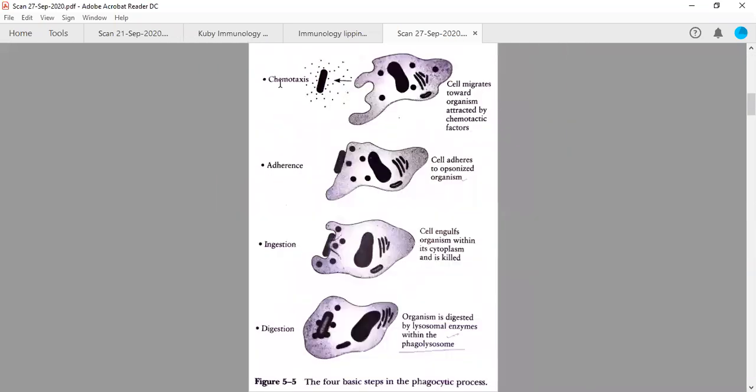So first of all, we have discussed chemotaxis, which is the movement of these immune cells towards the chemical gradient, right? Second is adherence. This bacteria, which is coated, will adhere to the cell surface with the help of antibodies or complement protein, and it will bind to the cell surface receptors.